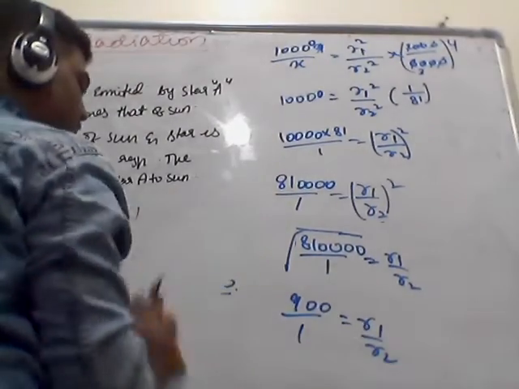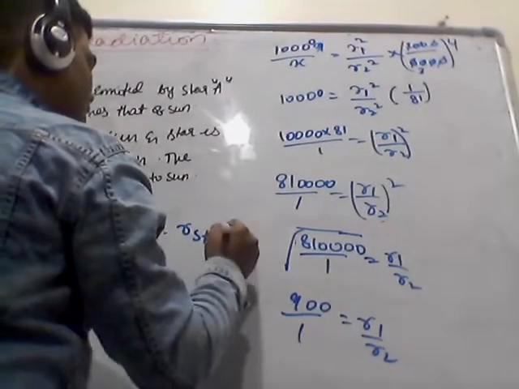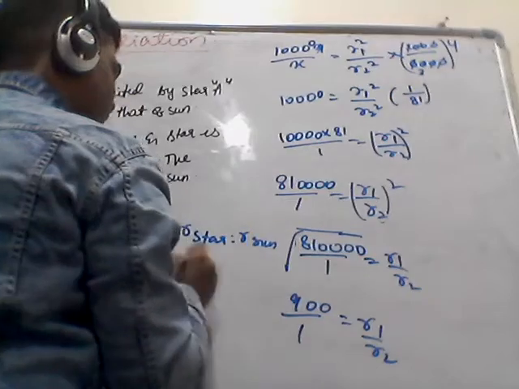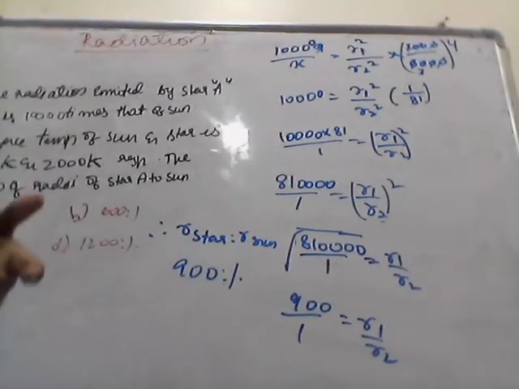Therefore, the radius of star to the radius of sun is 900 is to 1. So option C is your correct option.